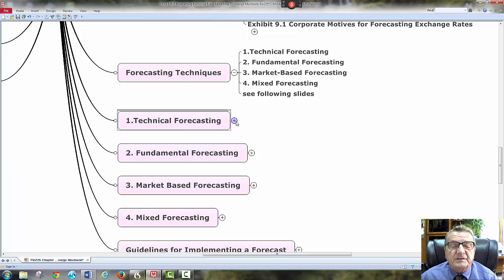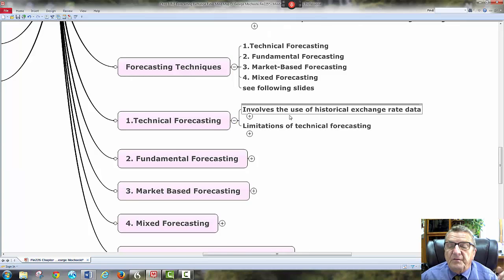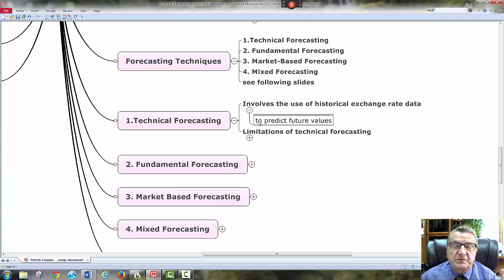Okay, so let's look at technical forecasting. It involves the use of historical exchange rate data. Why historical? Because to predict future values, that's the closest thing I'm going to get, my historical exchange rate. Here's what's going on. But remember, when I look at historical, here's the exchange rate, I have to know all those other factors that are influencing that.